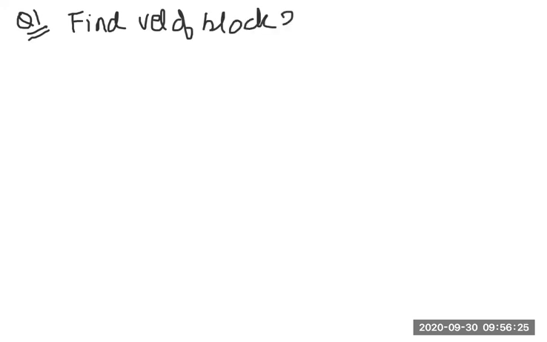So can you answer this question? Question number 1. Find the velocity of block 2.